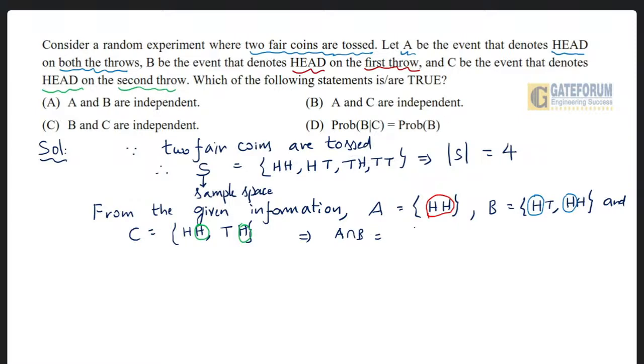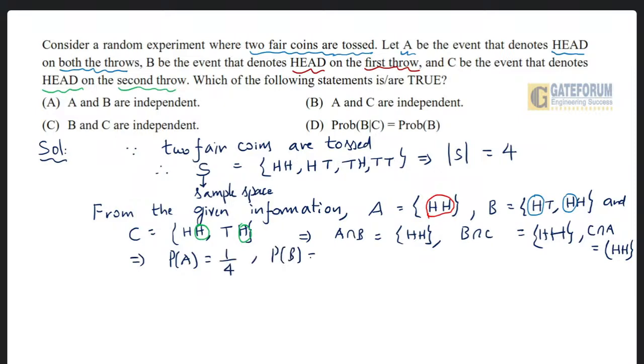So A intersection B: again, only one outcome, HH. B intersection C: you have the outcome HH. C intersection A: again, HH. Now, P of A: only one favorable outcome for the event A out of a total of 4 outcomes, so the probability of event A is 1 by 4. Probability of B: B has 2 favorable outcomes, so the probability is 2 by 4. Probability of the event C: C has 2 favorable outcomes out of 4, so the probability of event C is 2 by 4.